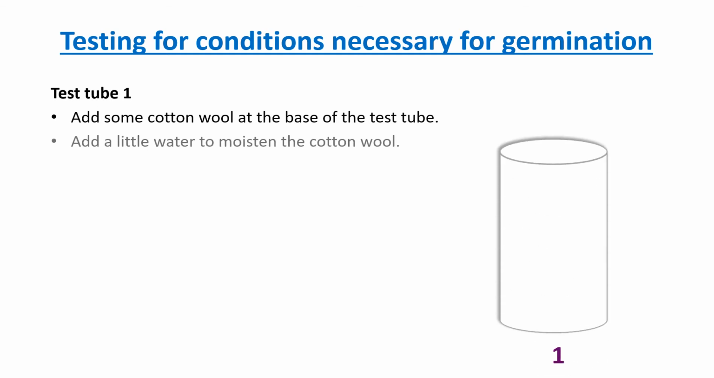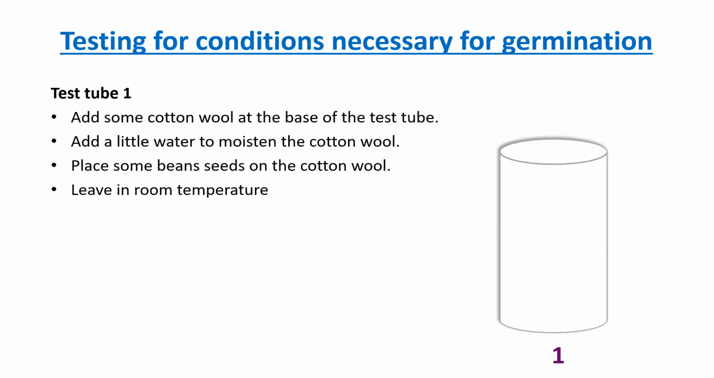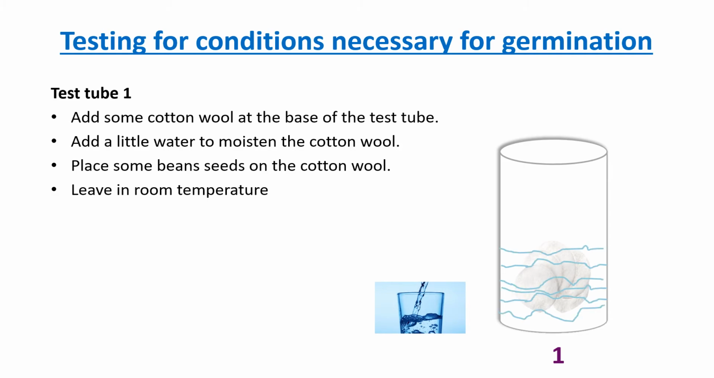Test tube 1. Add some cotton wool at the base of the test tube. Add a little water to moisten the cotton wool. Place some bean seeds on the cotton wool. Leave in room temperature.